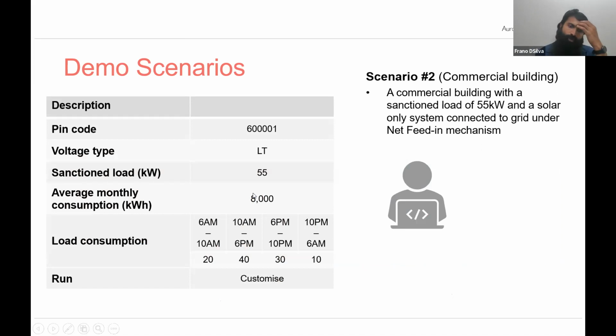For scenario 2, we will simulate a scenario for a commercial building, and we will check with a sanction load of 55 kilowatt, designing a scenario for a solar only system under net feed-in mechanism.